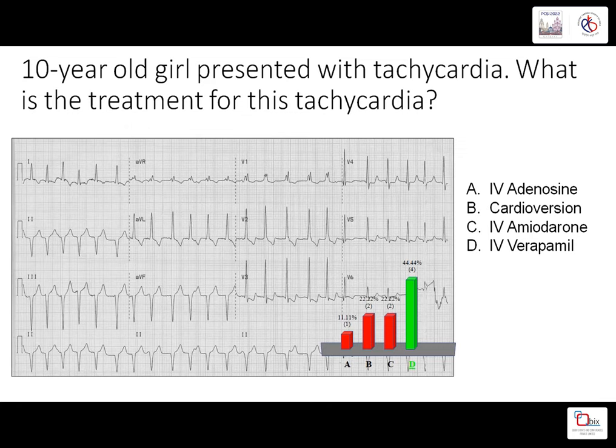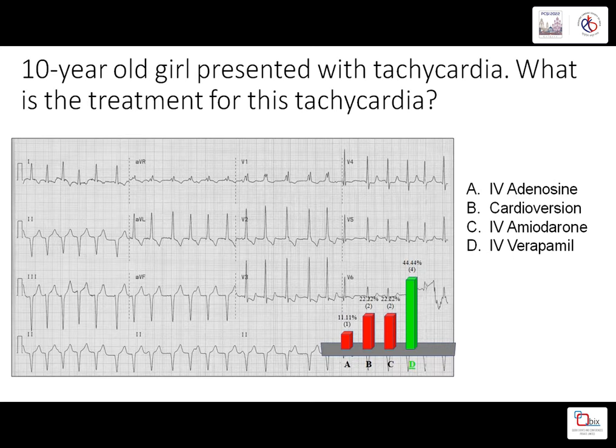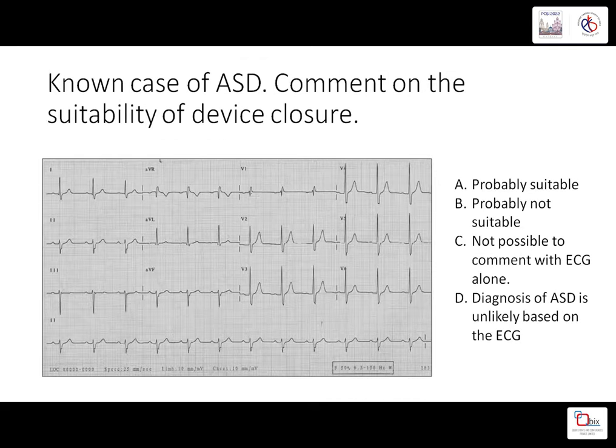Next one. See, there is right bundle branch block. A 10-year-old girl presented with tachycardia. Previous. Next. A known case of ASD. Comment on the suitability of the device question. Timer.